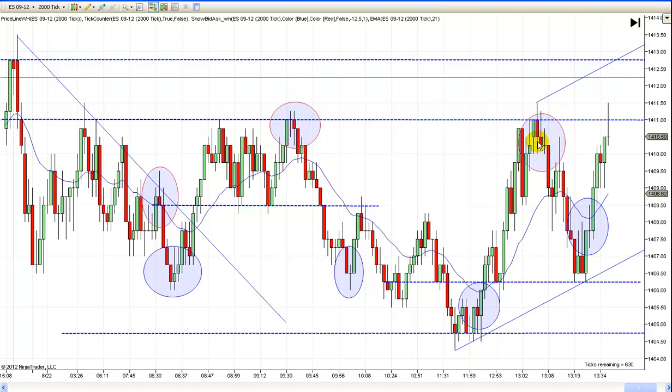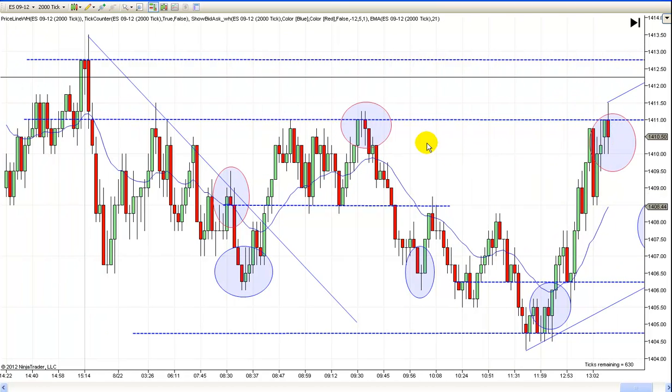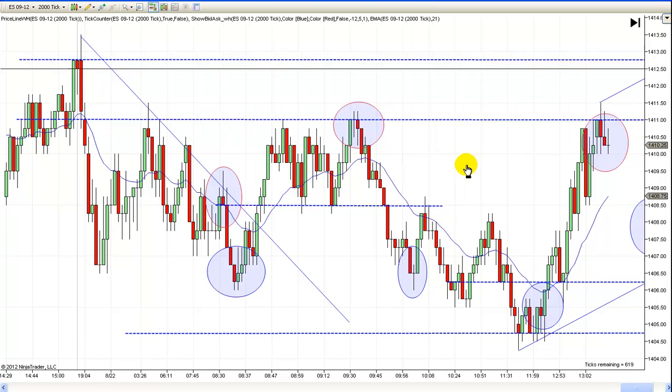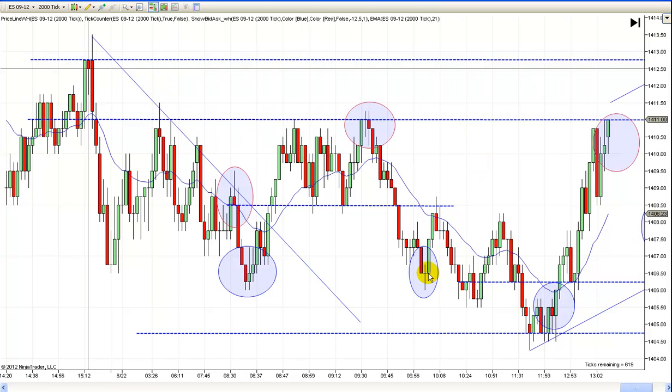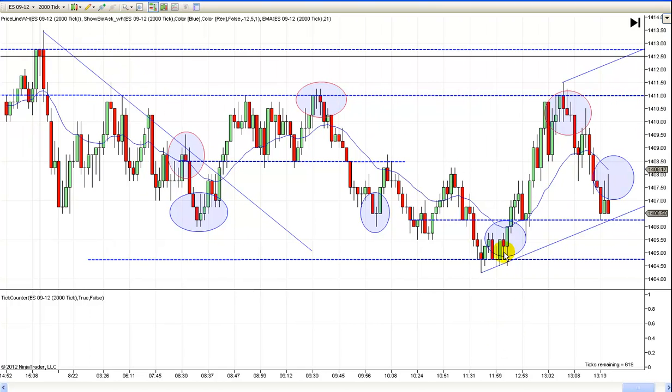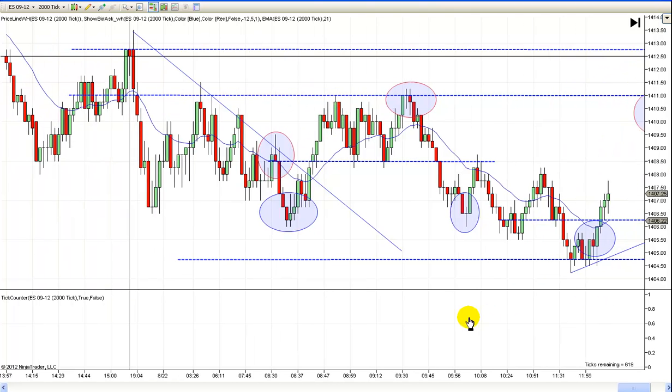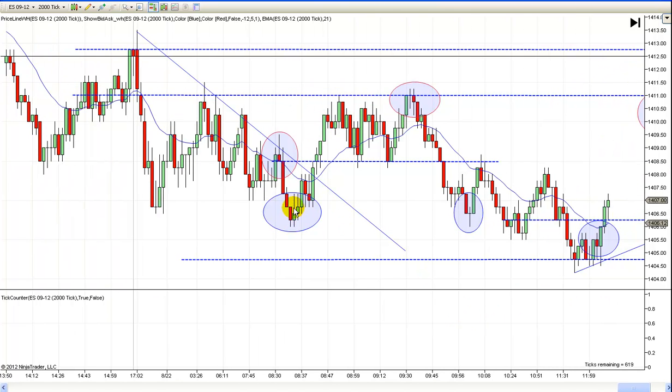But look, notice it never really took any heat. Notice here that here's your setup right here, and notice how we never took any heat after that. Here's your setup down here. This trade never took any heat. Here's your setup right here. Once this broke higher, this never took any heat. Down here, here's your setup.